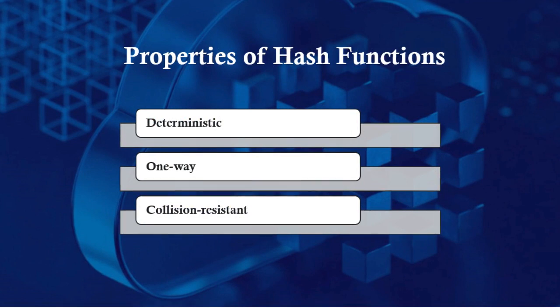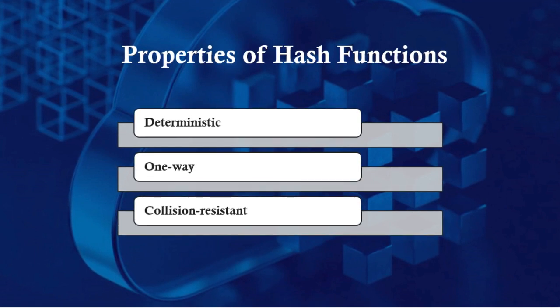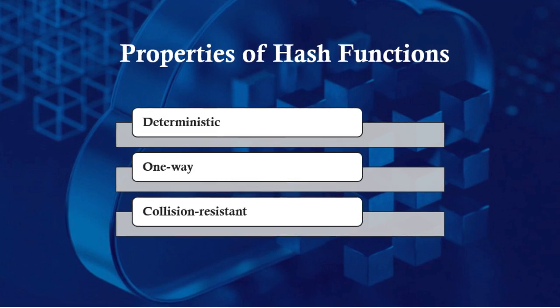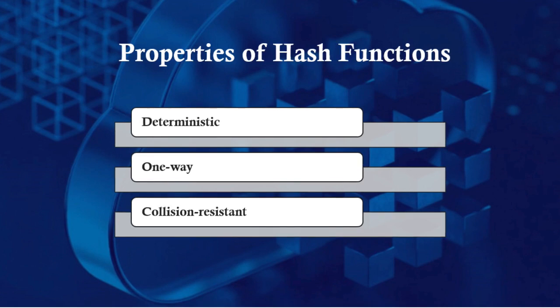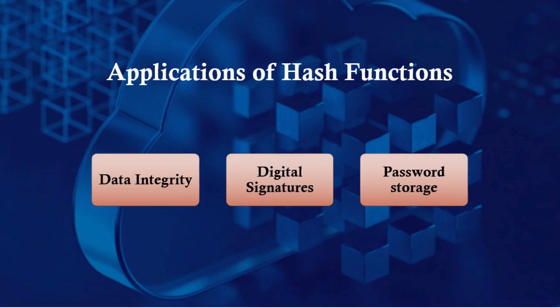The first one is deterministic. The same input data always produces the same hash output. Second one is one-way. It is practically impossible to reverse engineer the original input data from the hash output. The third one is collision resistant. It is computationally infeasible to find two different input messages that produce the same hash output. Hash functions have numerous applications in cryptography.